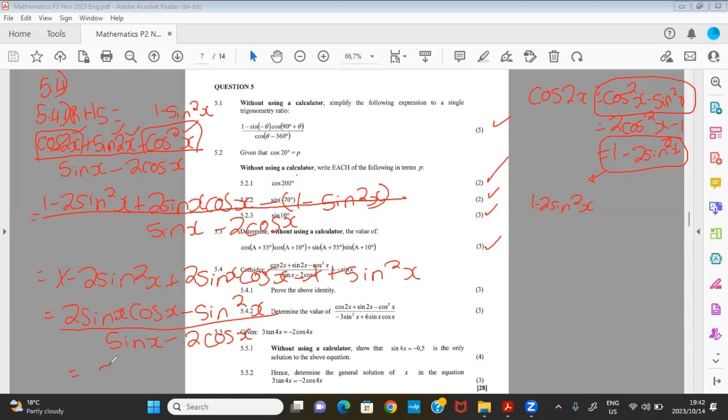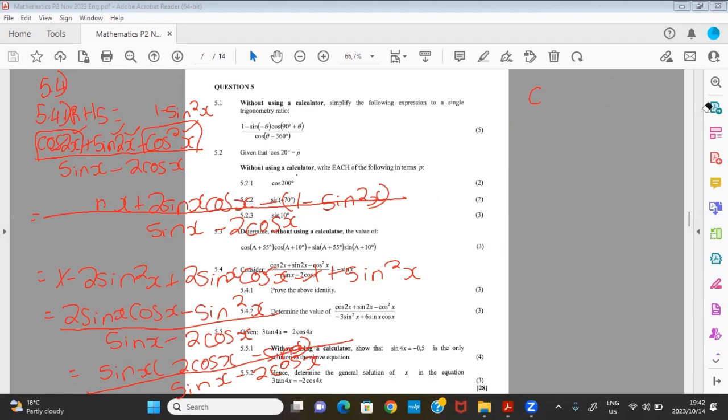So I can say sine x, then you got 2 cos x minus sine x over what? Sine x minus 2 cos x. Do you see? Let me just try and do this.